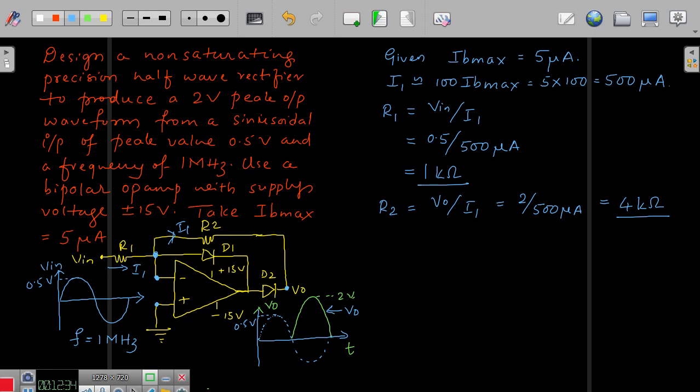The other way also you can calculate the value of R2 because our gain here is 4. And here, I have directly grounded the resistance. If at all you have some R3 here, R3 can be considered as R1 in parallel with R2, the biasing resistance. So this will be approximately equal to R1 only, right? You can take it 1 kilo ohm.